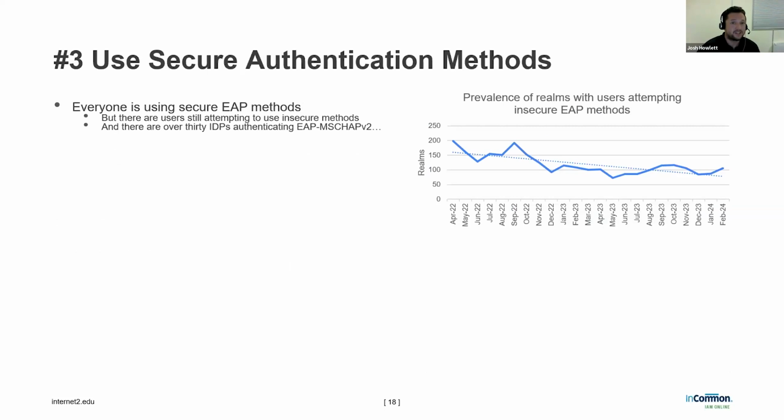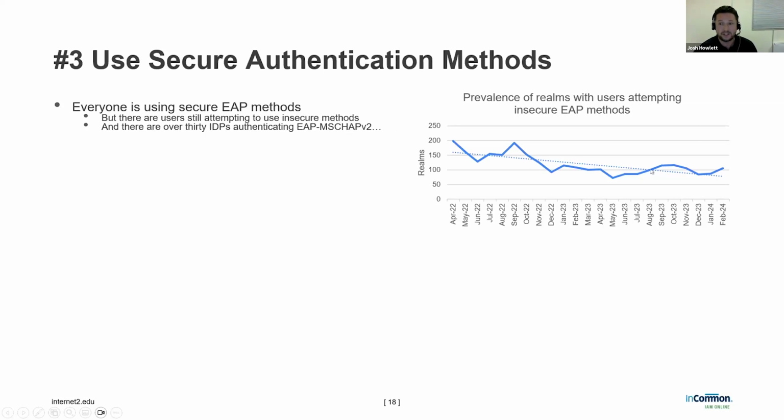The third is to use secure authentication methods. So the good news is that everyone, without exception, is using security methods to authenticate their users. There's a couple of qualifications to this. There are still quite a lot of users out there who are still nonetheless attempting to use insecure methods, even if those aren't supported by their institution.